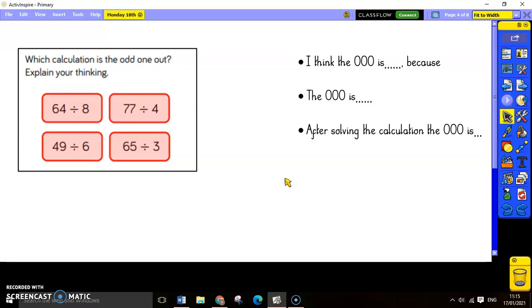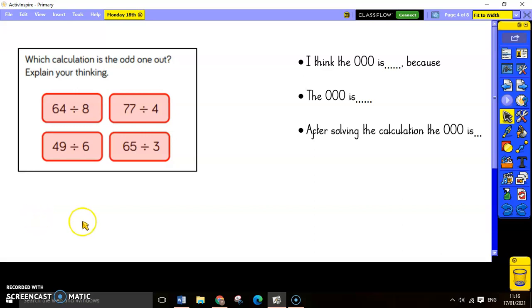Explain your thinking. Now my question to you is, can you spot an odd one out before we even start to do any calculating? Just pause now and have a look at those 4 calculations. Can you spot an odd one out already? Did you spot it? I can see that in this division calculation and this one, the number that we are dividing by is an even number because it's 0, 2, 4, 6 or 8. And I can see that this calculation here is the odd one out because it's the only one where we're dividing by an odd number. I wonder if you spotted that.